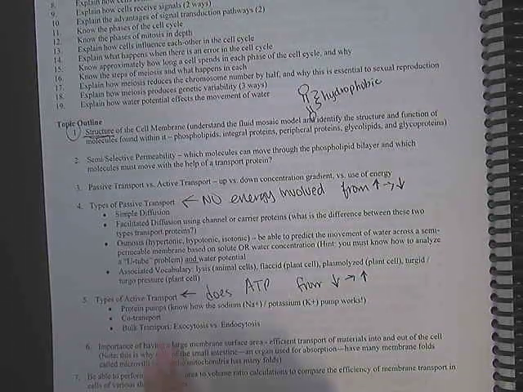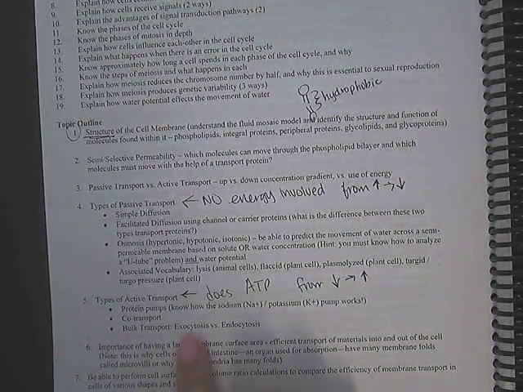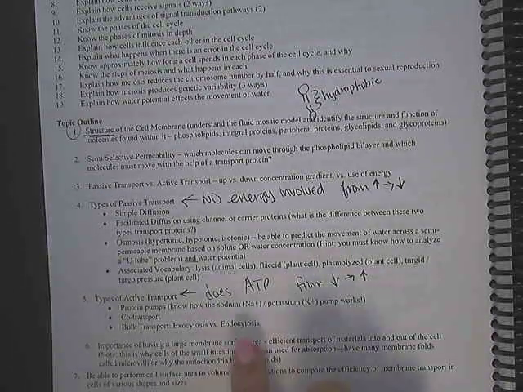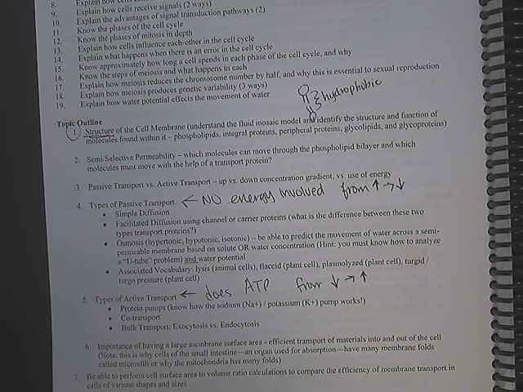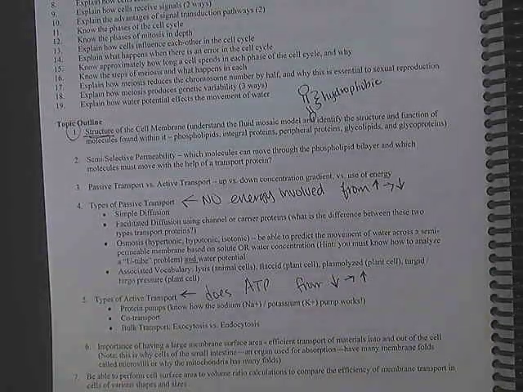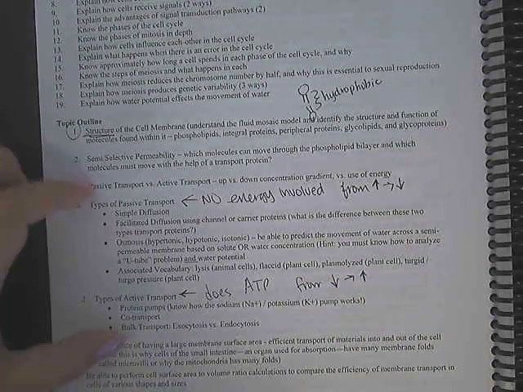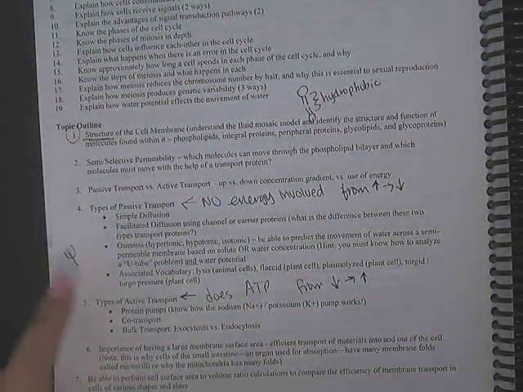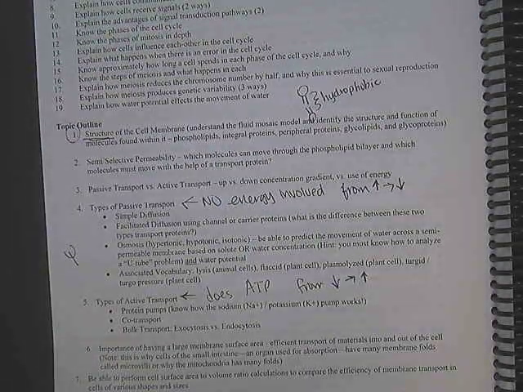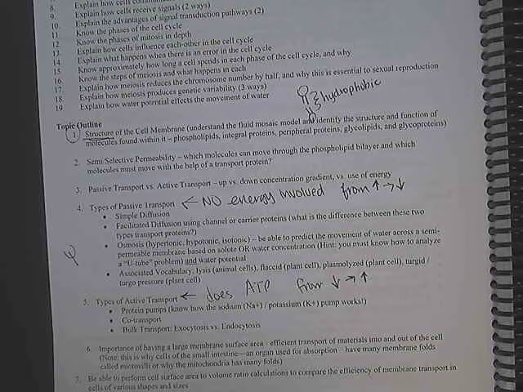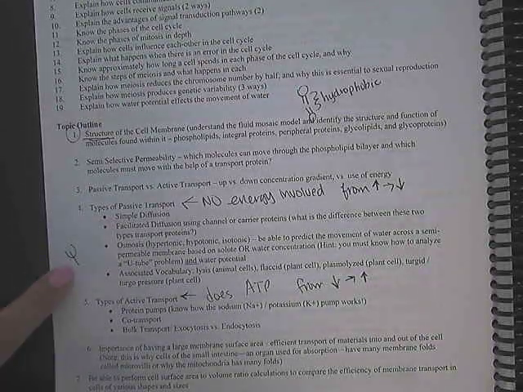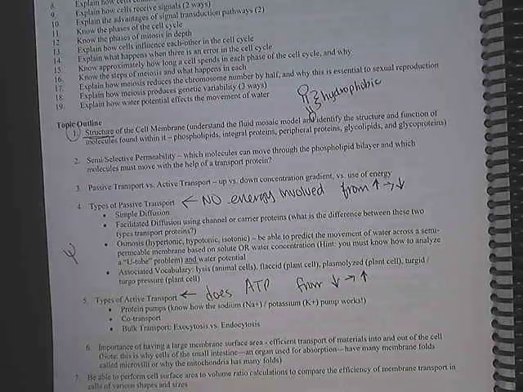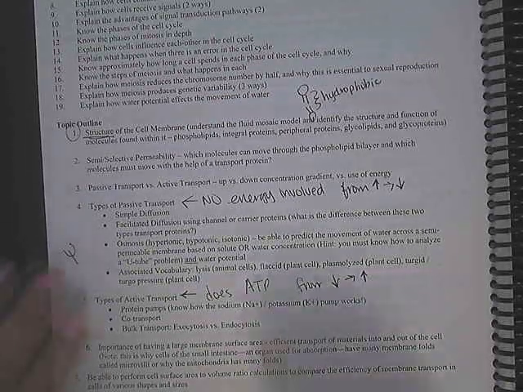The other type of active transport is going to be bulk transport: exocytosis, which is removing things from the cell, and endocytosis, which is bringing things into the cell. And it's important, in addition to this, that you understand the concept of solute potential. This was the potato lab that we did during the first semester, and solute potential gives you an idea of which direction water is going to move.